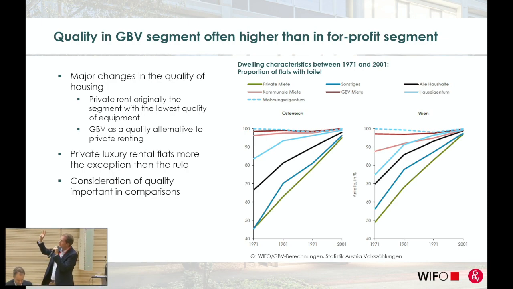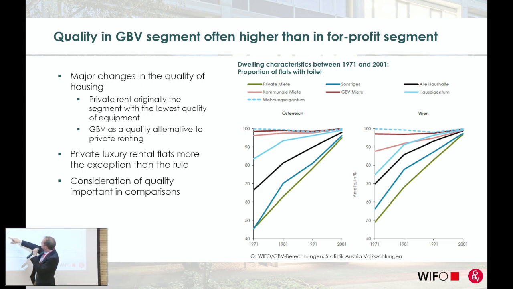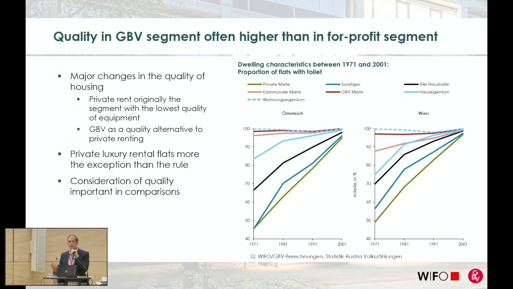So what we see is historically it's really very different. We see that the private rent, the green line, the majority of them had no toilet in the apartment. So there was a quality upgrading, a very steep one, but still we see that the types of housing or the qualities provided were on average higher, both in the community rental but also in the non-profit housing segment. So this is important to keep in mind when we do comparisons, just to compare apples and apples.